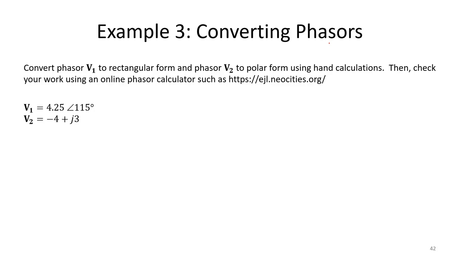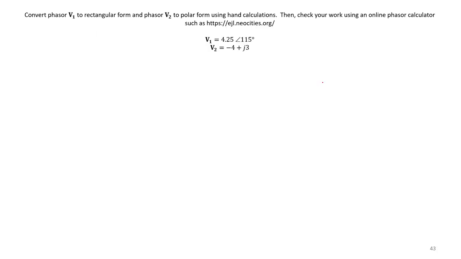So in example 3, we want to convert our phasor V1 to rectangular form and phasor V2 to polar form. First, we do it by hand calculations, and then we need to check our work using an online phasor calculator, such as the one at that website. Let's go ahead and give this a try. Let's start with V1.